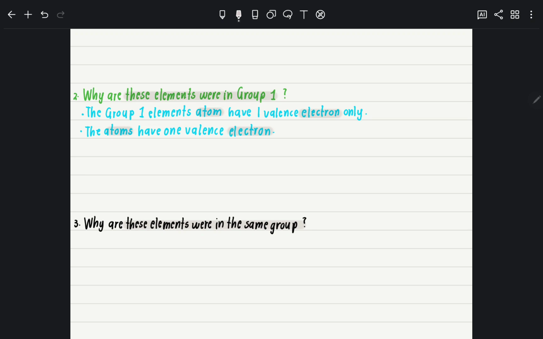Saya lebih suka answer macam yang first one, the group 1 element, sebab dia dah kata group 1, so I specify the group 1. So the group 1 elements atom have one valence electron only, enough. Okay, the atoms have one valence electron, itu pun betul juga, tak ada masalah. So the thing is, if they ask why any elements are in the same group, you should only talk about valence electron.